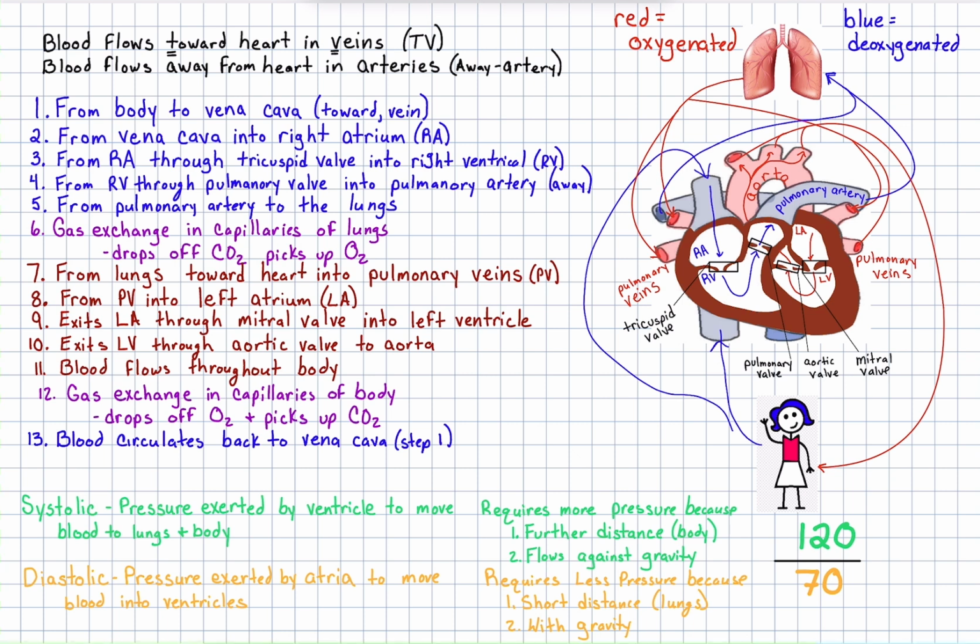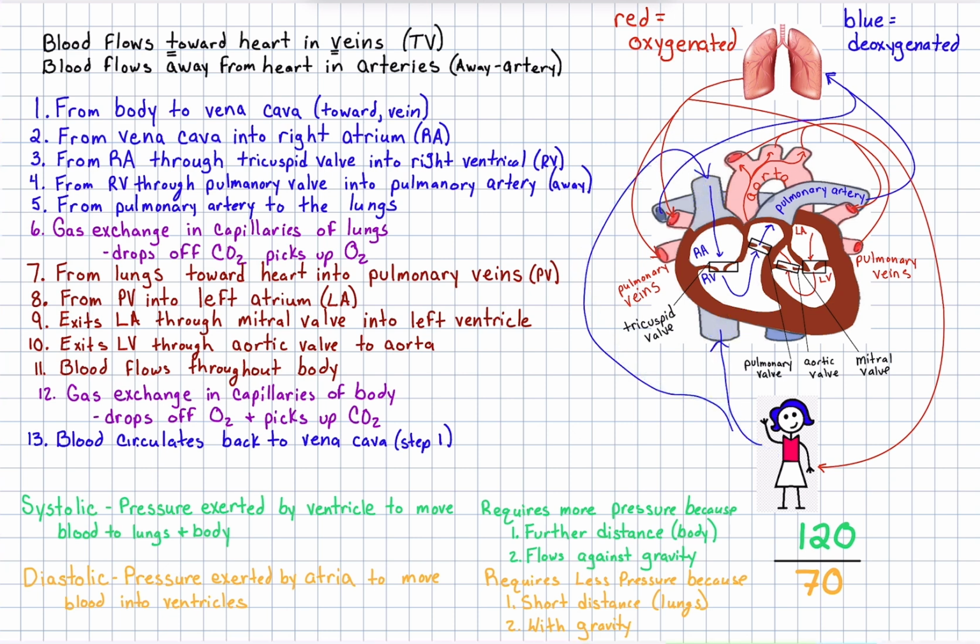So when we start, we're going to start with our deoxygenated blood. It's going to come from the body. It's going to enter the inferior vena cava and the superior vena cava. Superior just means top, inferior just means bottom. So it's going to enter the vena cava. When we go towards the heart, those are our veins. So for the designation of veins versus arteries, veins go towards the heart. Arteries go away from the heart. So it's going to go towards the heart into the vena cava.